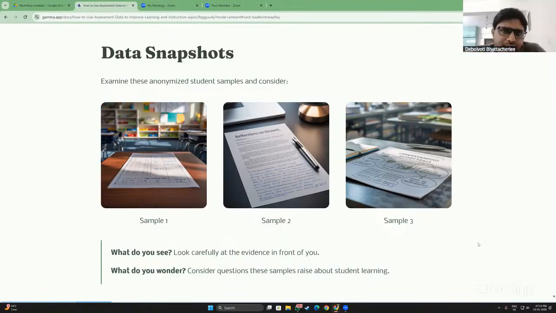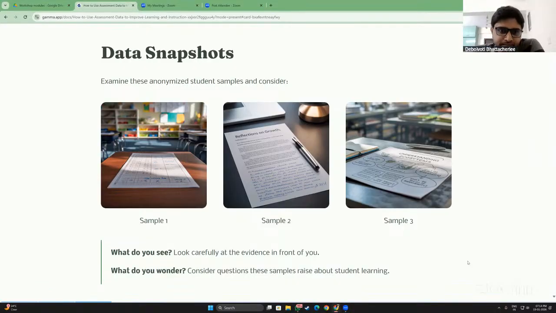Do we agree? Sample 1. Yes, sample 1 can also be a diagnostic assessment, right? Because it can help educators prepare for their class, to get a sense of the students' prior knowledge, checking prior knowledge.